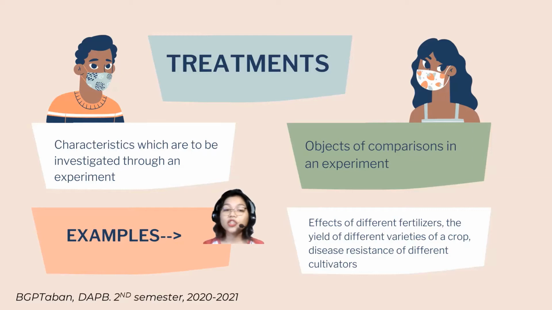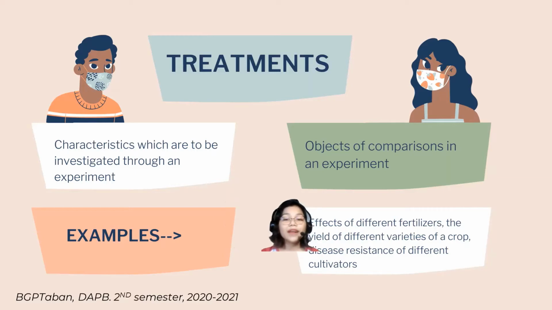Like you are applying chicken dung, but with different levels. Probably you apply half a kilo, that's level 1. Level 2 would be 600 grams. Level 3 would be 700 grams. Level 4 would be 800 grams. Okay, so those are examples of treatments. Or it could be the yield of different varieties of crop that could be considered as a treatment. Or disease resistance of different cultivars. So things like that are considered as treatments.